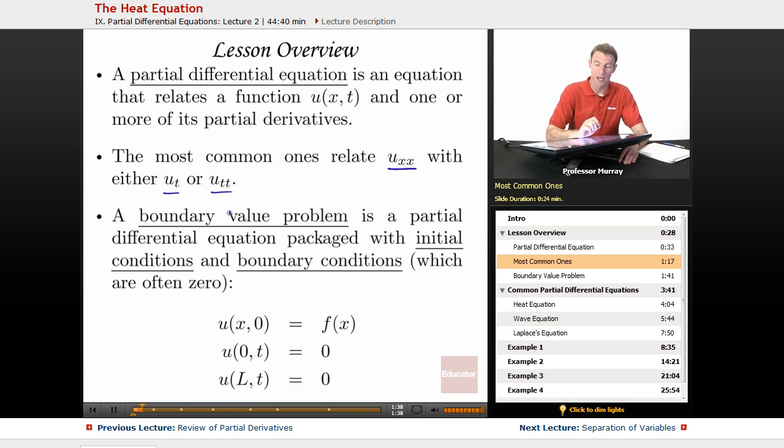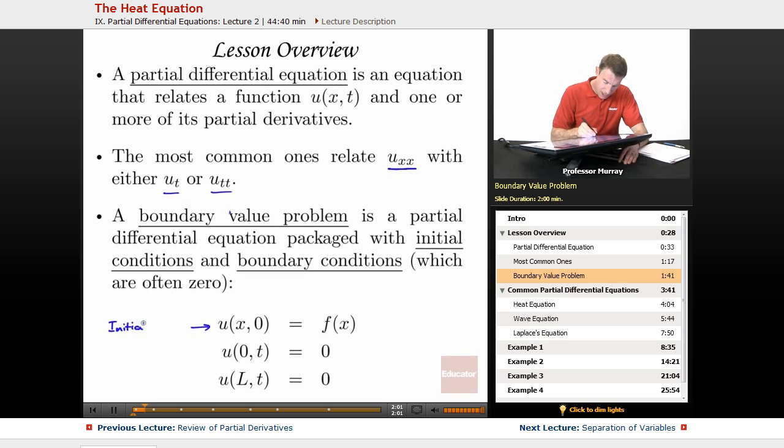But let me tell you about a boundary value problem. A boundary value problem is a partial differential equation which comes together in a package with initial conditions and boundary conditions. Often the boundary conditions are zero. Let me show you what I mean by that. The initial condition is this first condition here.